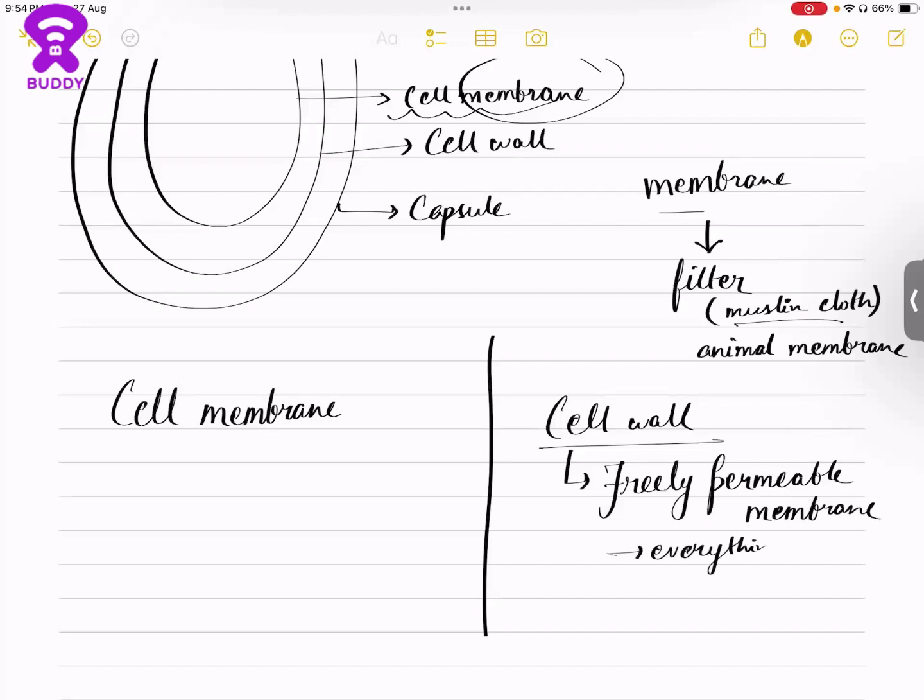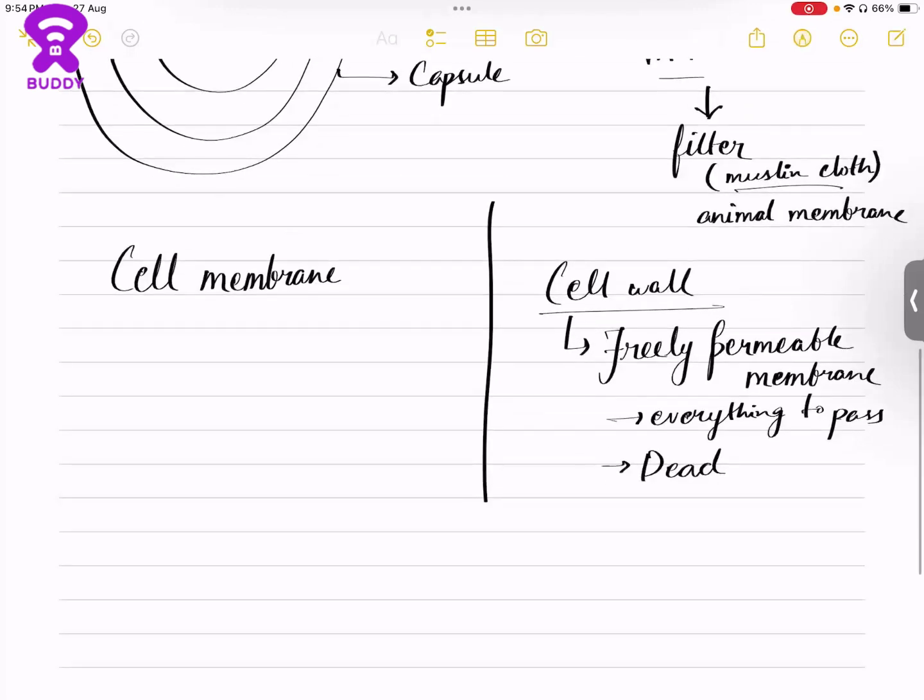This is actually dead. They are not living. So cell wall is dead, so it cannot filter out things that much. It can only filter on the basis of molecular size. Like the water molecule is small, so it can go in, but a sugar molecule is large, so it cannot go in. But it cannot do like only the water molecules will pass, and molecules which are close to the diameter of water molecule will not pass. It cannot do that, right? So cell wall is a freely permeable membrane which allows everything to pass.